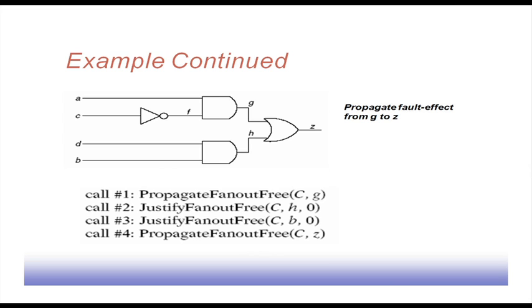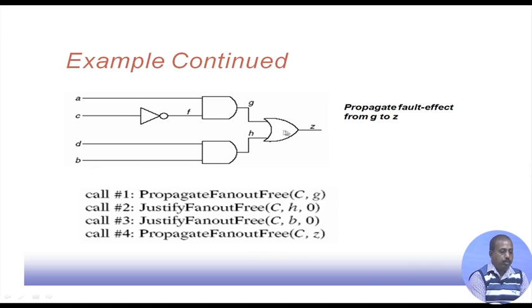So, we will continue with the propagation process. We need to propagate this faulty point, fault of G, to the output Z. So, it will call this propagate fan out free C G. So, G has to be propagated. It will see that for propagating G there is only one fan out, so naturally we need to consider that point.